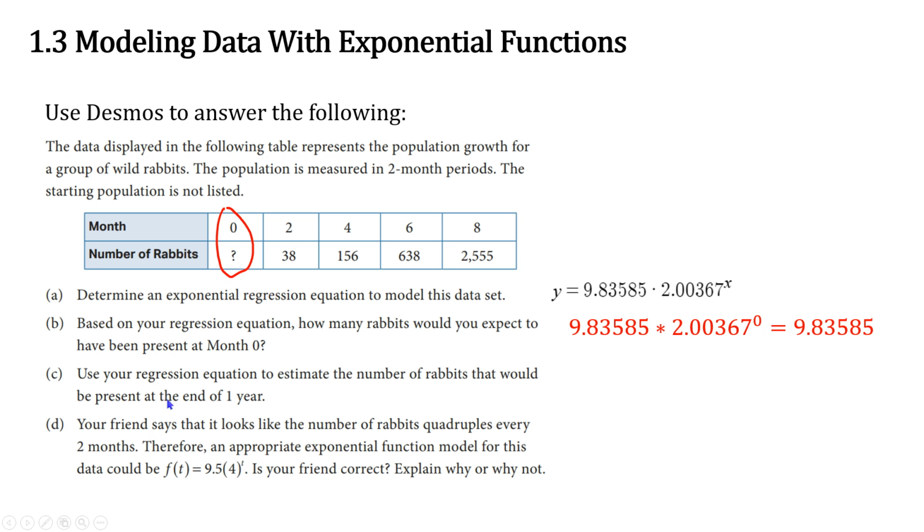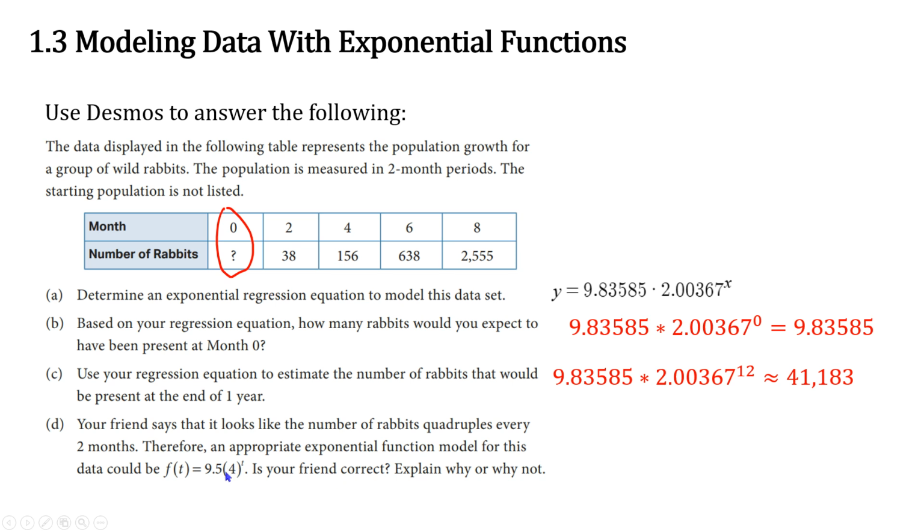So now it says after 1 year. Well, the problem with this is in months. So we don't just raise it to the first power, we raise it to the 12th power. About 41,183 rabbits. Now it says, your friend says that it looks like the number of rabbits quadruples every 2 months. Therefore, an appropriate function for us could be 9.5 times 4 to the t power, where t is time. T is the number of months.